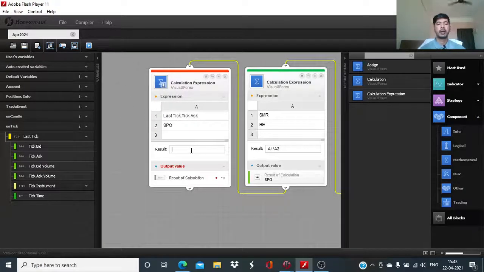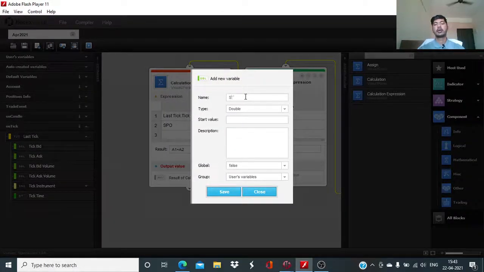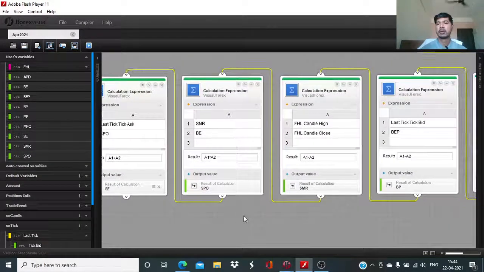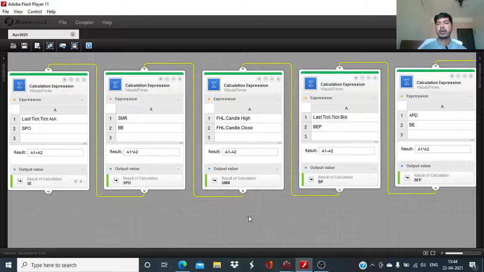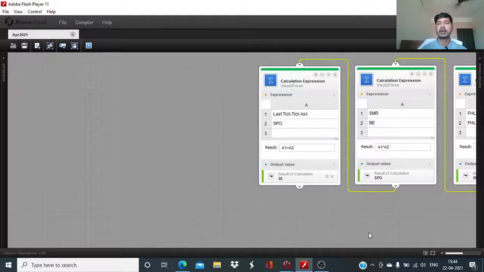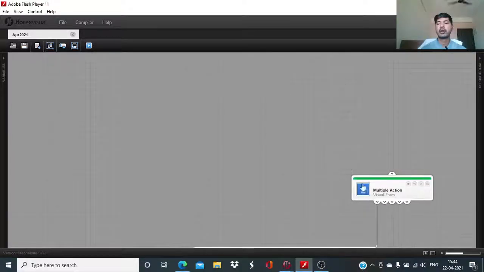This will be A1 plus A2, and this will be sell execution price. Okay, so in this session these three values have been defined, which will help us in defining the conditions prior to the execution of the sell order.